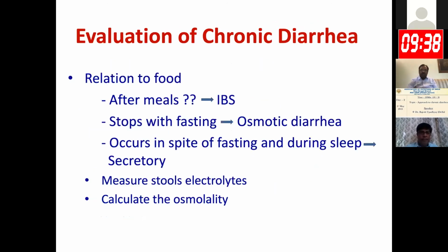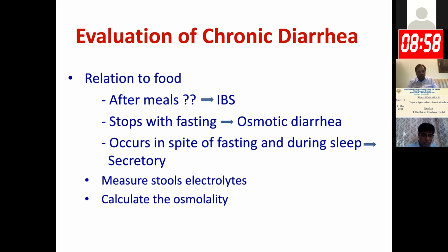because these days we have a large number of patients who are being treated for cancer. So in the evaluation of diarrhea, one of the other things which I would like to emphasize is the relationship to food. If the diarrhea is occurring after meals, then it is clearly more likely to be irritable bowel syndrome. Osmotic diarrheas are the ones where if you stop eating, the diarrhea stops, whereas secretory type of diarrhea continues despite fasting and even during sleep. So these are the patients who continue to have diarrhea even when they have stopped taking their meals.